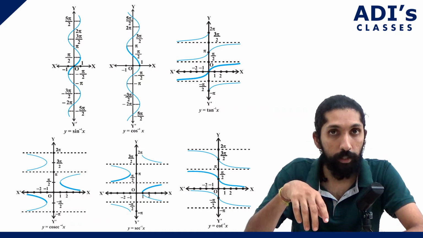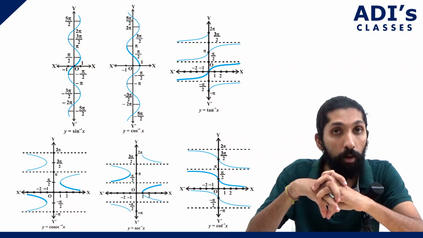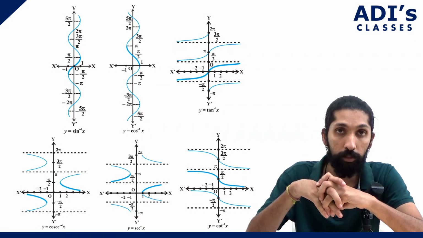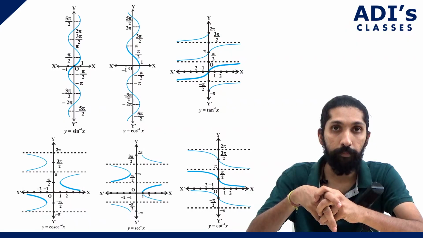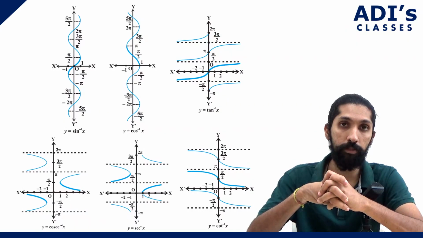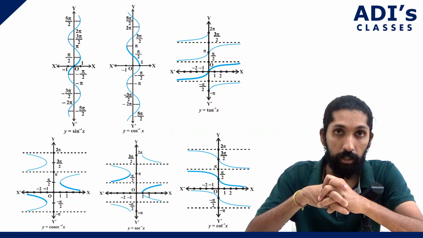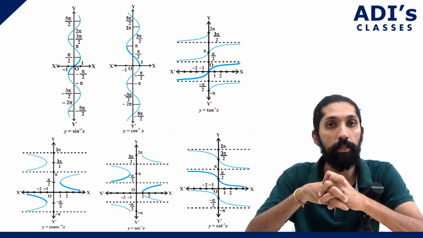So now we understood how and why the domain and range values are going to be in that particular way. Then we also understood the graphs of inverse trigonometric functions, correct? In the next video, you're going to understand the next topic.